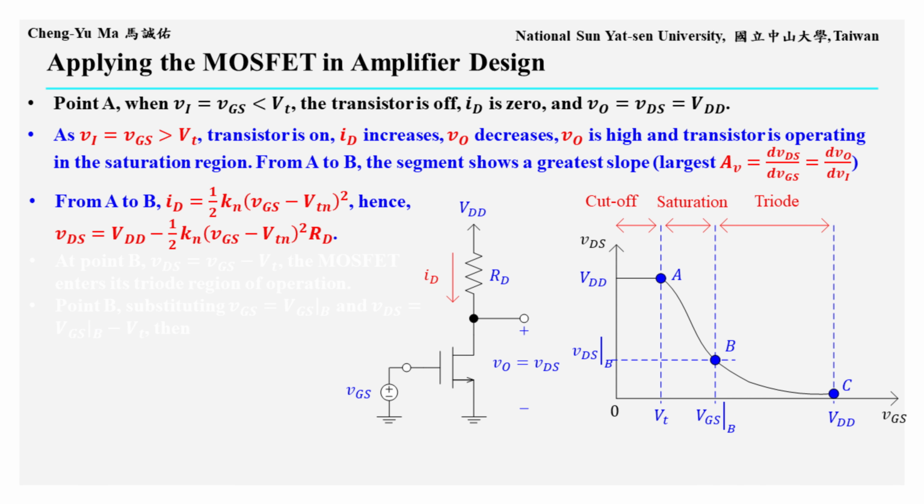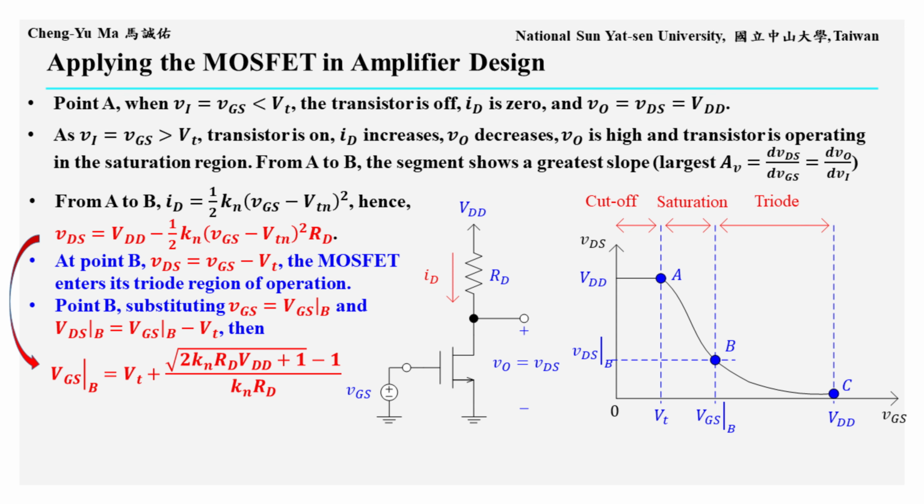From point A to point B, ID equals 1/2 Kn times the square of VGS minus VTN. Therefore, VO equals VDS equals VDD minus ID times RD, or VDD minus 1/2 Kn times the square of VGS minus VTN times RD. From this curve, we can see that the largest slope occurs in the saturation region. That is why MOSFET amplifiers are usually biased to operate in this region.